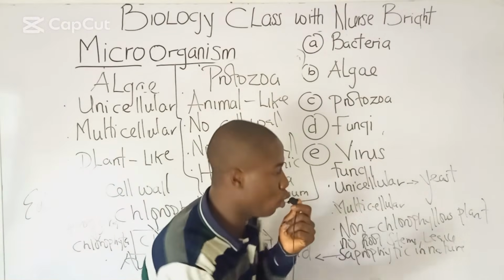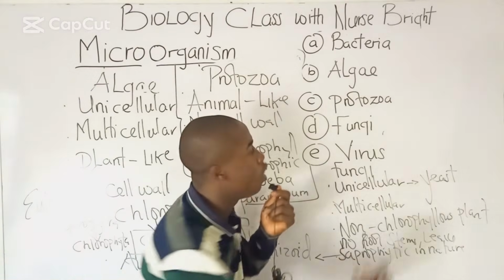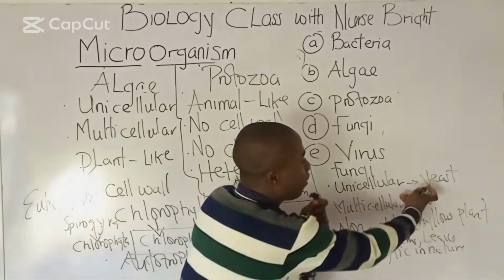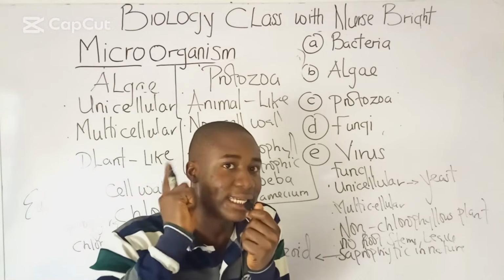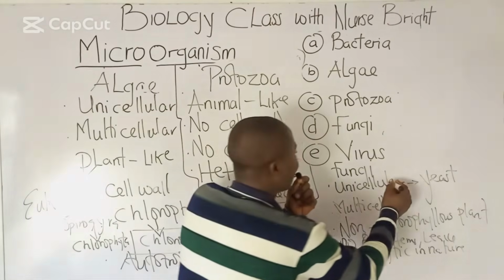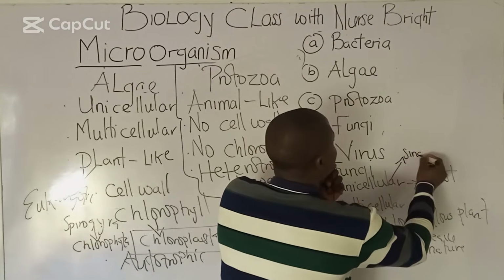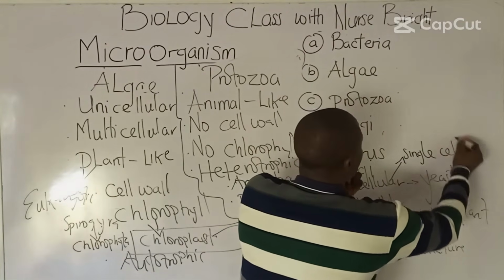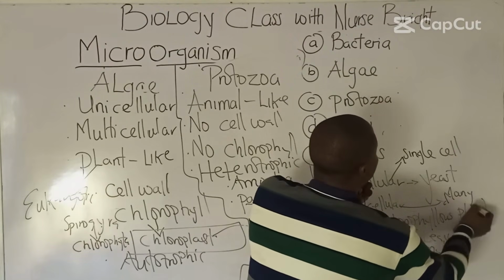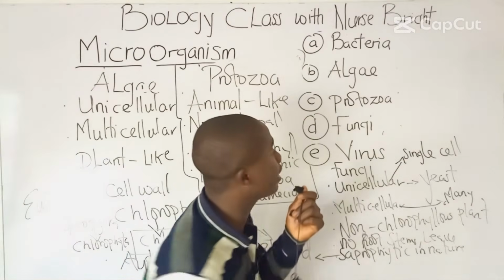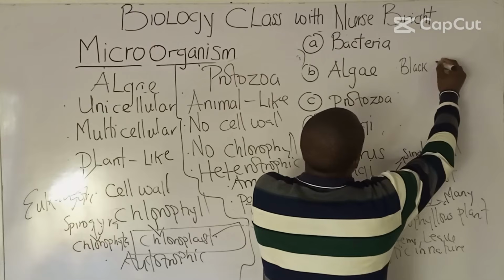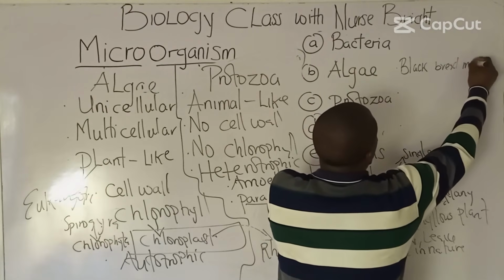Now, moving over to more features of fungi, we have various examples also. I've given one example of a fungi, and it's called yeast. Yeast is a unicellular fungi. For a particular organism to be unicellular, it means it will contain what type of cell? A single cell. But for a particular organism to be multicellular, it means it has what? Many cells. And examples of other fungi are the black bread molds.